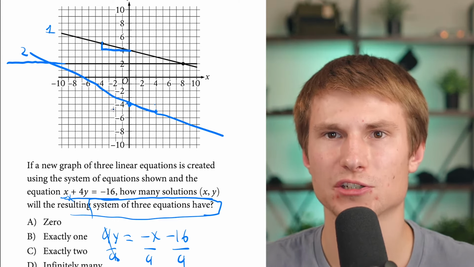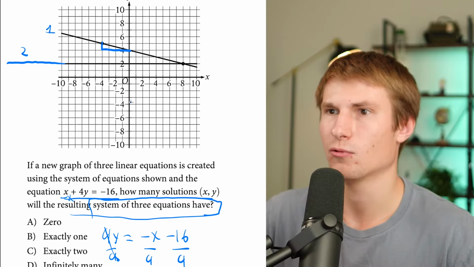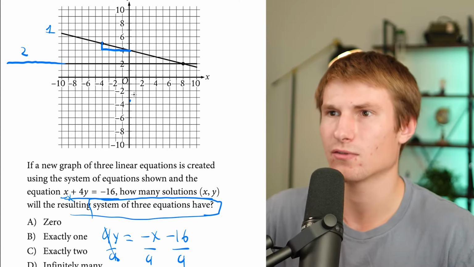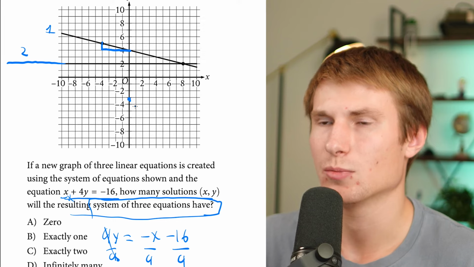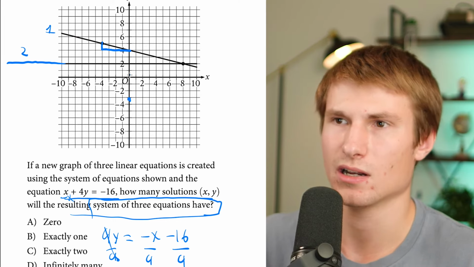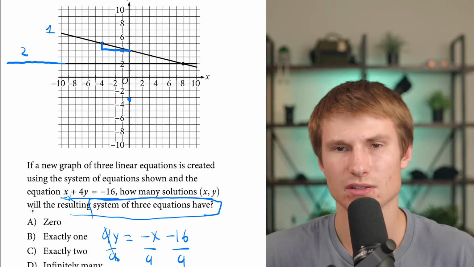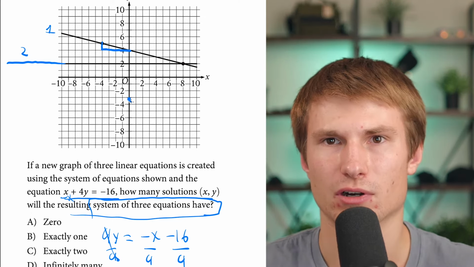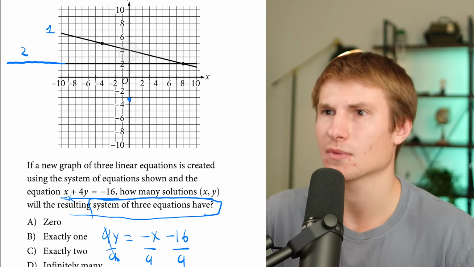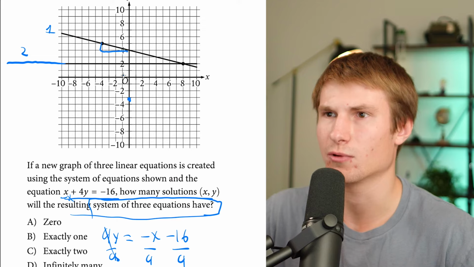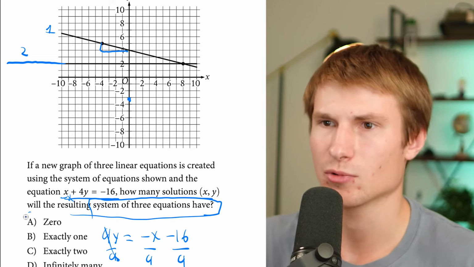So since these 2 actually have the same slope and a different y-intercept, because this one's got a y-intercept of negative 4, so we have 2 of these with the same slope but different y-intercepts, there's no way that they can intersect all 3 at one point. Because these 2 are never going to touch each other, since they have the same slope but a different y-intercept, yeah, impossible. So our answer there has got to be 0.